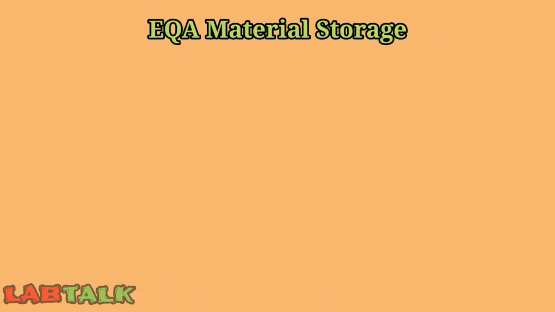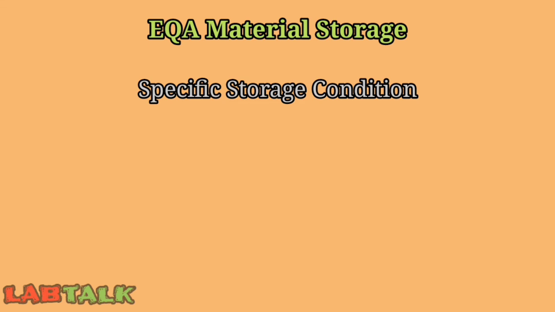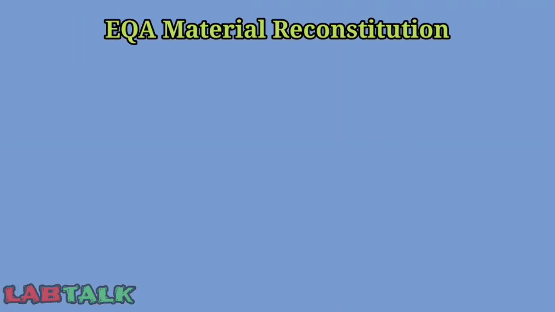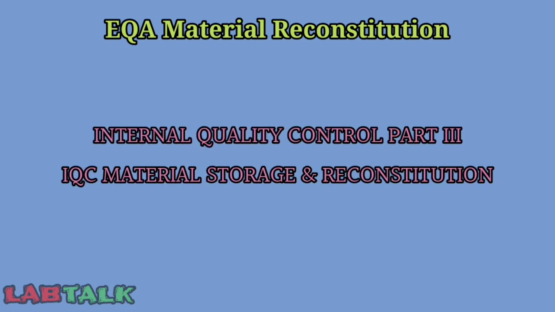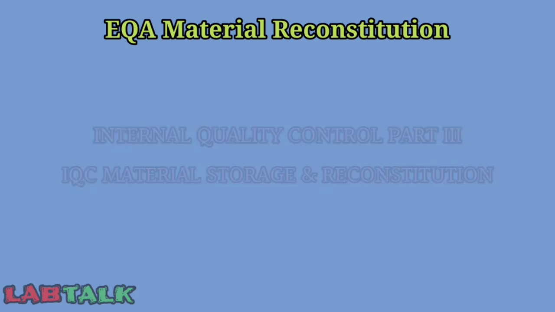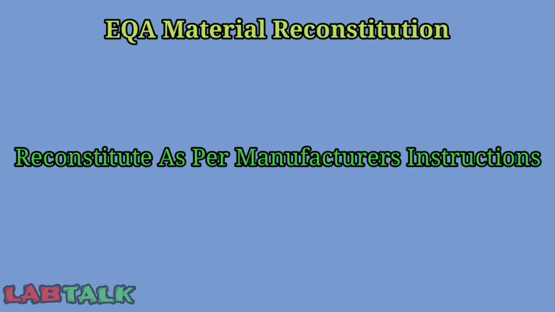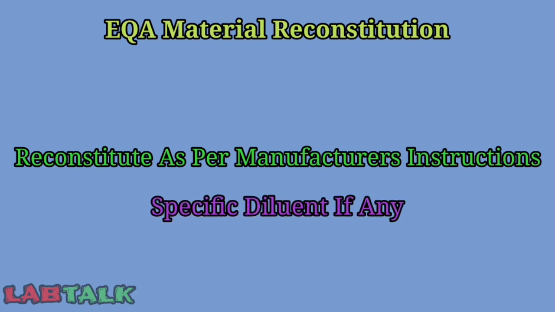Now, when we speak about the EQA material or matrix, there are specific storage conditions for each type of EQA material. The reconstitution part we have already seen in the third video of the series on internal quality control material. The reconstitution should be carried out as per the manufacturer's instructions and with the specific diluent provided with the EQA material.